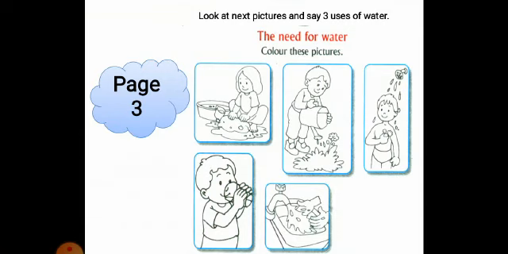Back to our sheet. We have here the pictures of the uses of water, the need for water. So, can you name them? Of course, look at the picture. The first one is washing clothes. Number 2, planting. Number 3, taking a shower. Number 4, drinking. And at the end, washing hands.